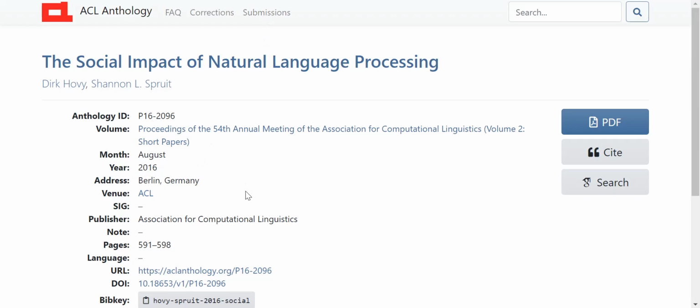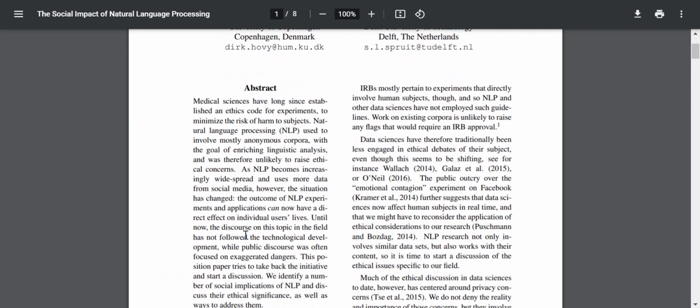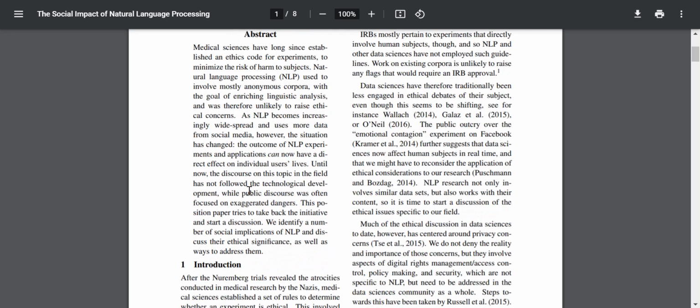So natural language processing has come a long way since then. At that point in time, as the paper explains, natural language processing was mainly used for linguistic analysis, but sooner or later it started penetrating daily user life as well with the rise of assistants and other natural language processing based technologies. So this raised the need for a unified system or some guidelines, like an ethics code for experimenting, and also looking at the possible dangers which the system can have.